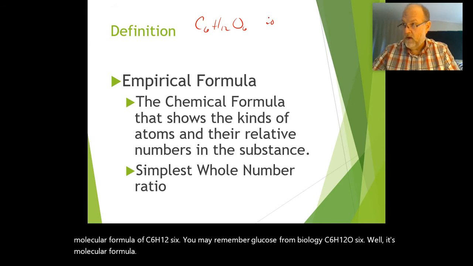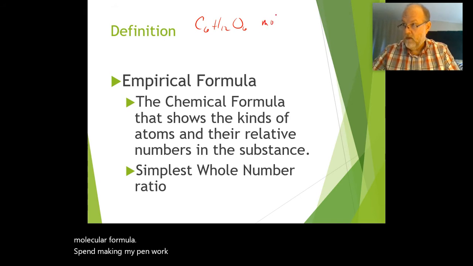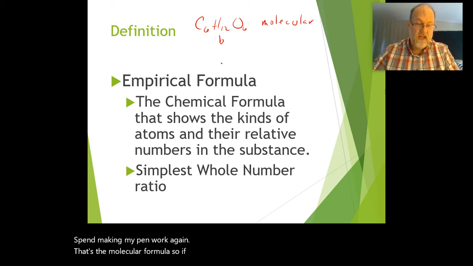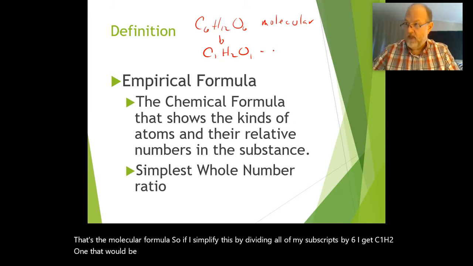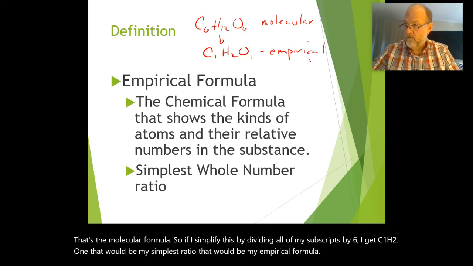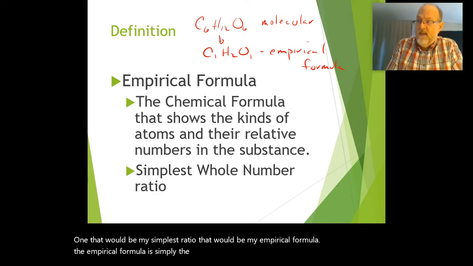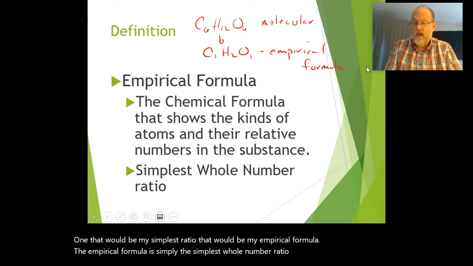That's the molecular formula. So if I simplify this by dividing all of my subscripts by 6, I get C1H2O1. That would be my simplest ratio. That would be my empirical formula. The empirical formula is simply the simplest whole number ratio of the compound.